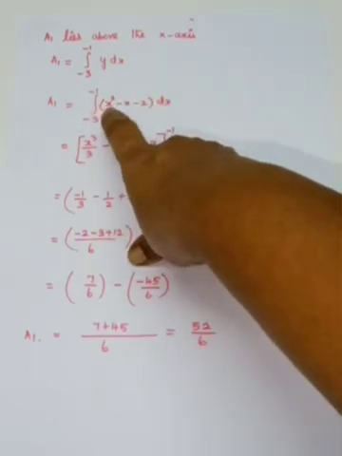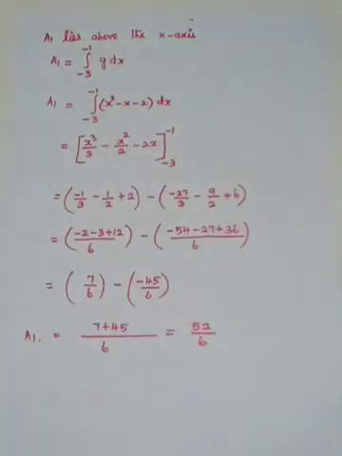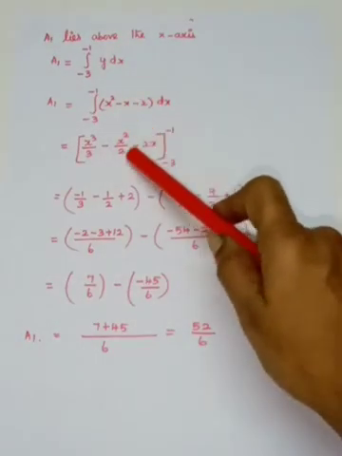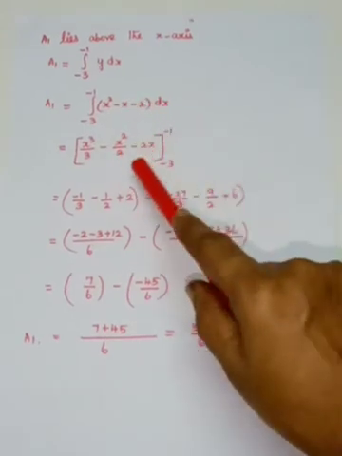What is the integration of x squared? It is x cubed by 3. Okay, and what is x? Minus x, if you integrate, it is minus x squared by 2. And it is a constant. So minus 2 into x.